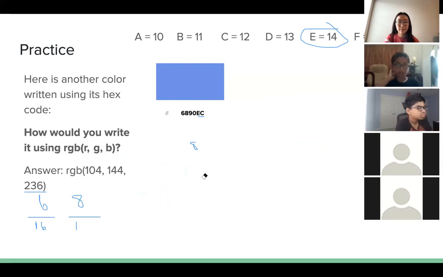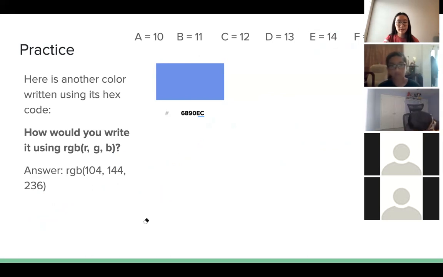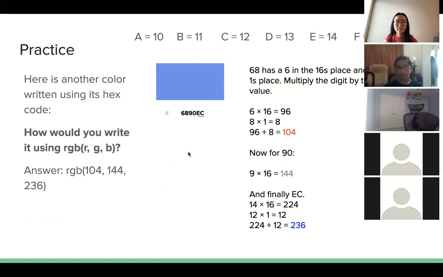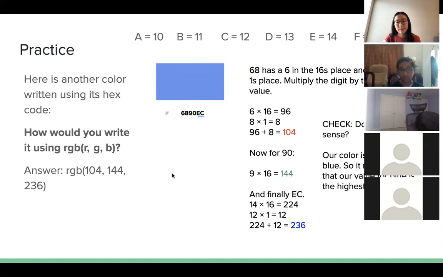I think this color code stuff might be making this more confusing than it needs to be. So we can just focus on plain converting for the rest of this lesson. You can see there's the full math, and after you finish, you should check to see if it makes sense. This color is kind of a shade of blue, so it makes sense that our value for blue is going to be the highest, 236.